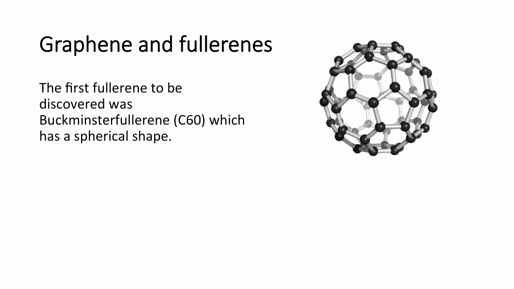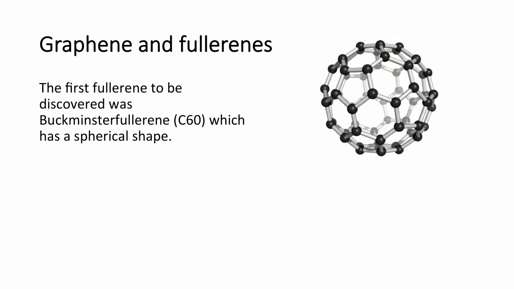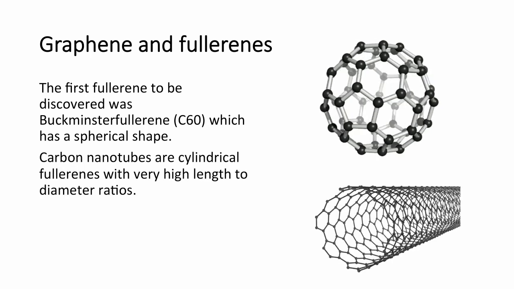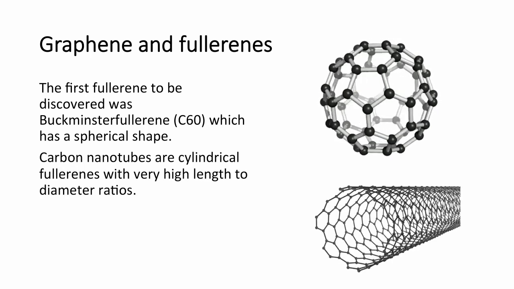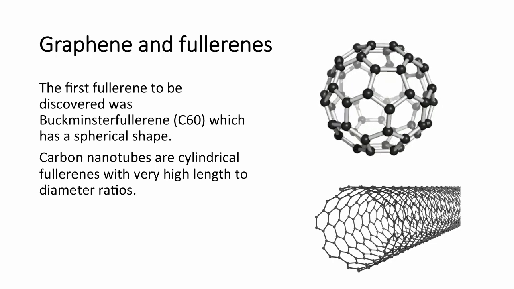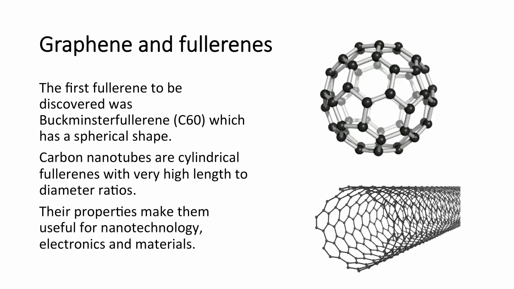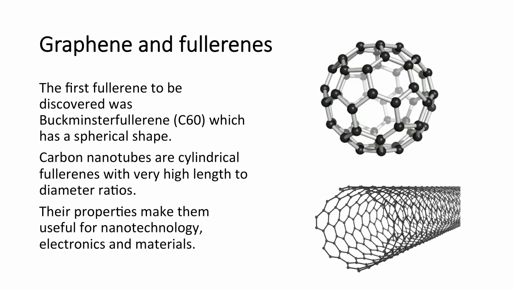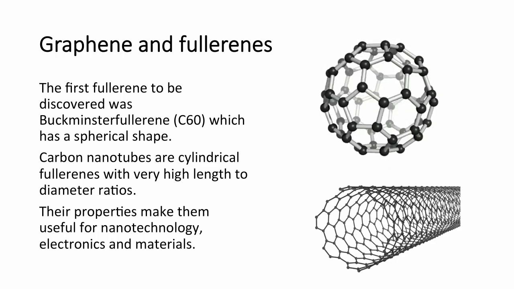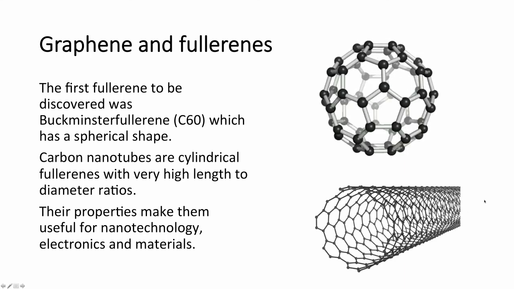The first fullerene to be discovered was the Buckminster fullerene, which is made of 60 carbons and has a spherical shape. We can also roll up a sheet of graphene to form a nanotube, which has a very high length to diameter ratio and is also very, very strong. These properties make them useful for electronics because inside the tube flow electrons with little or no resistance.